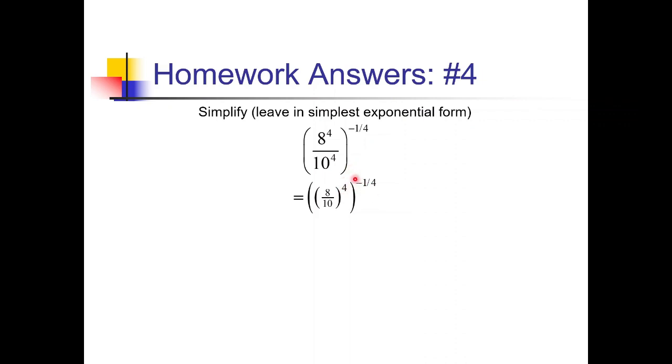So if I'm raising a power to a power, I have to multiply these two exponents together. So we have 4 times -1/4. That's going to give me -4/4, or just simply -1 for the exponent. And I can also reduce my 8/10 to 4/5. One more thing I do need to do to get rid of this negative exponent is I need to take the reciprocal of this. So this will be 5/4 to the +1, or just 5/4.